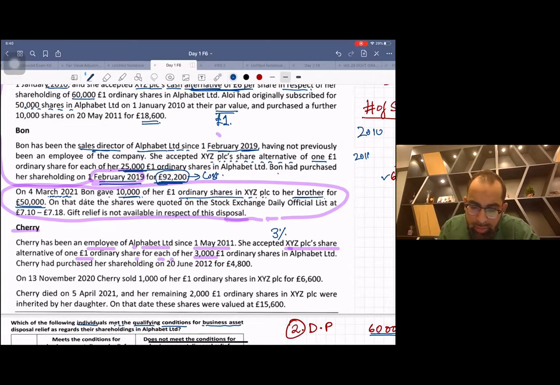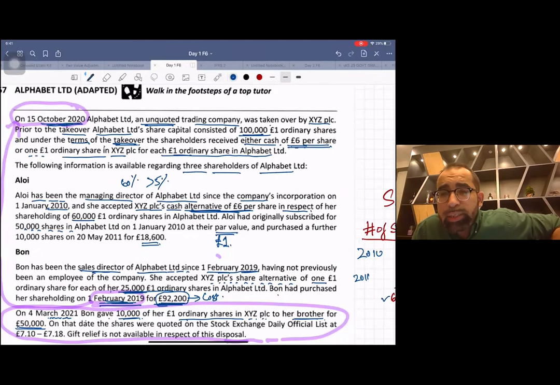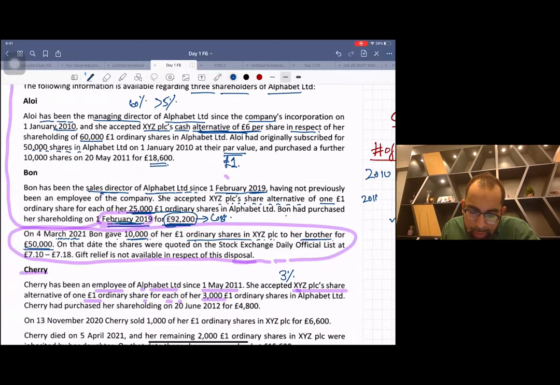Please be active. Students, this is 1st February 2019 and this date is 15th October 2020. So you need to check the holding period for ABC. The holding period is less than 24 months. That's why Bond did not qualify for BADR. Listen, they were doing a job in ABC. They had holding in ABC. So we need to check the holding period of ABC definitely. And in ABC, the holding period of Bond is less than 24 months. Okay. Now, out of this 25,000 shares, he gave away 10,000 shares.